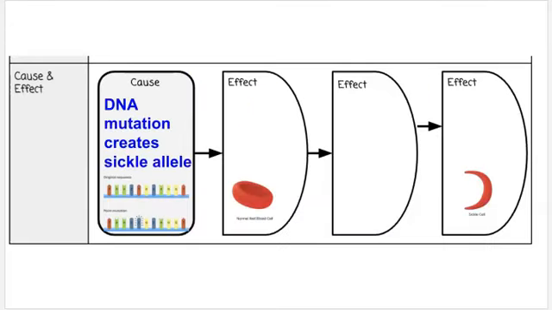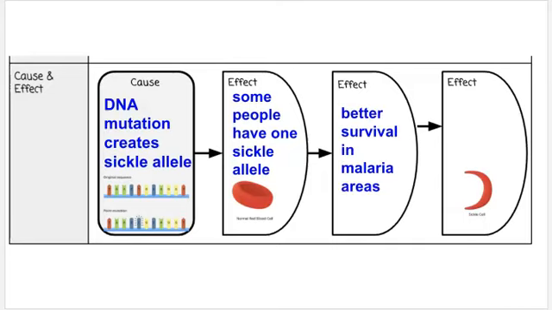So beginning with, you have a DNA mutation that creates a sickle allele. Some people have only one of the sickle alleles, and that can make it better for survival in areas where malaria is highly present in the mosquitoes. That means that because this is a beneficial trait, even though it can be a little harmful for the body, the sickle allele or the trait stays common in these areas.